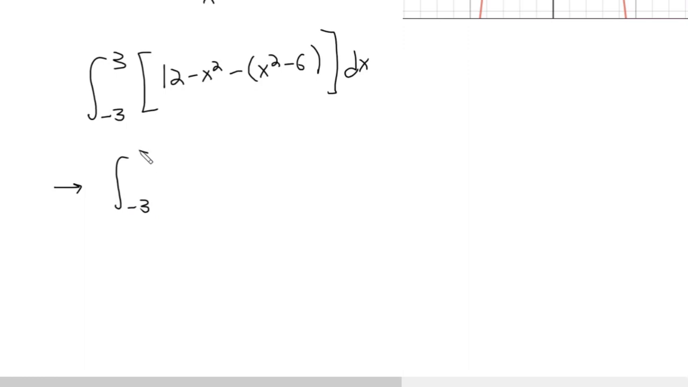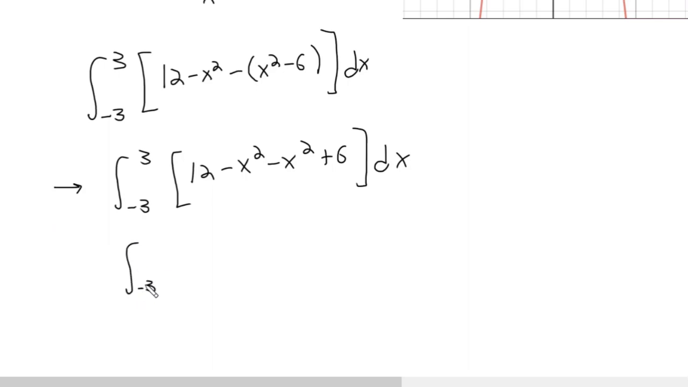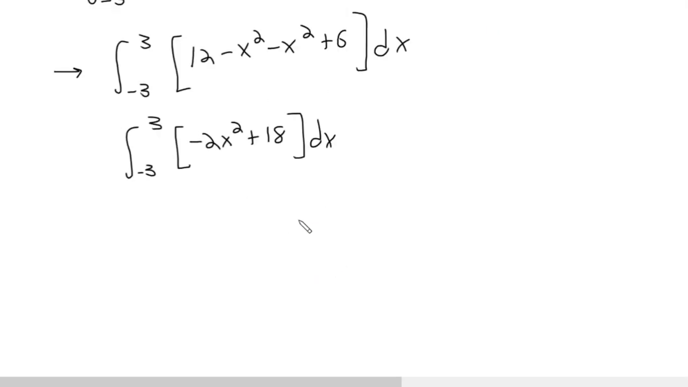So we get -3 to 3. If I simplify this, I get 12 minus x squared, distributing this negative, minus x squared plus 6. Okay, now we just have to combine like terms in those brackets right there. So 12 plus 6, that's 18. Negative x squared minus x squared, that's -2x squared. So -2x squared plus 18. And now I just solve this integral right here.